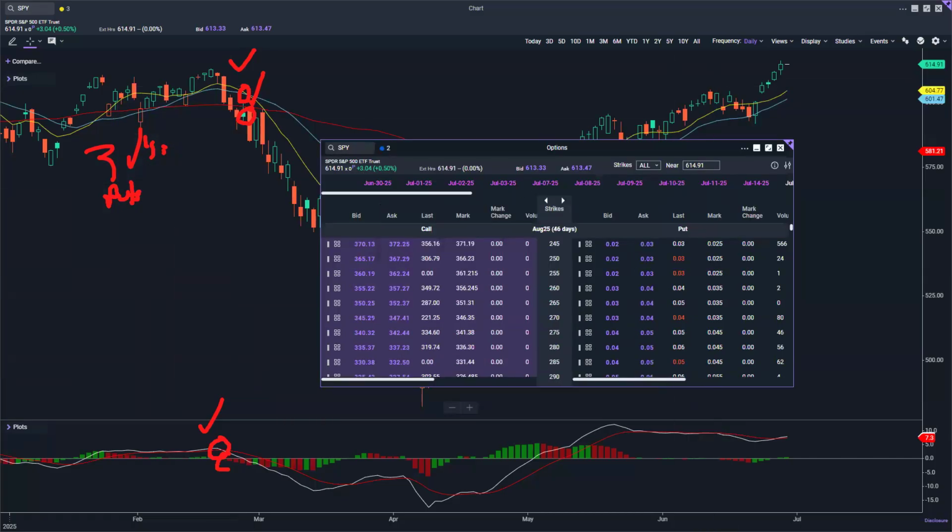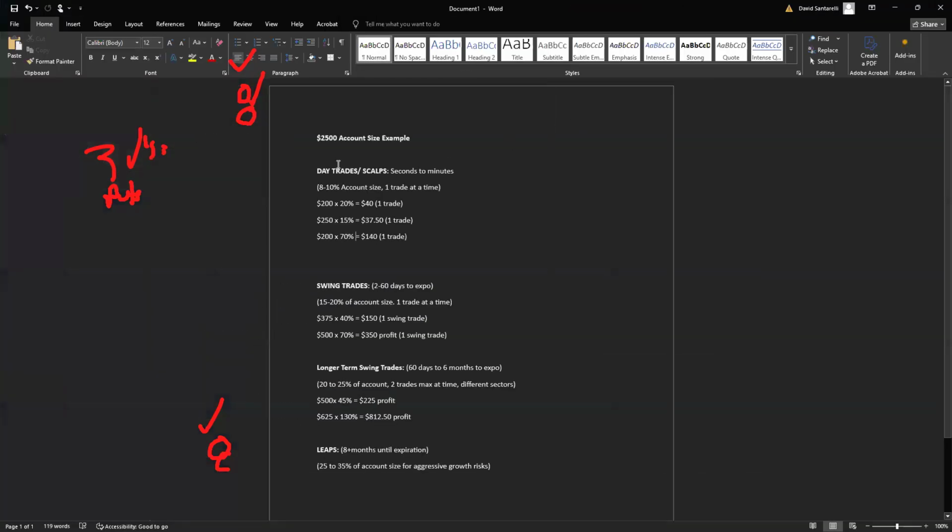And again, for you guys that are just joining us from Discord, in the beginning part of class, I was going over the strategies for growing your account. Someone requested how do you grow your $2,500 account steadily? So I went over that in the first half of the video, and we're going over it now again with your swing trades and your longer term swings.